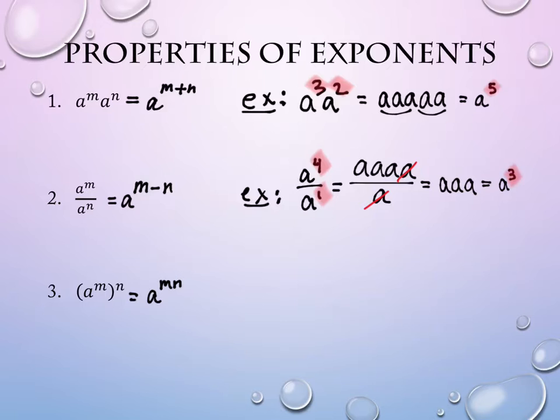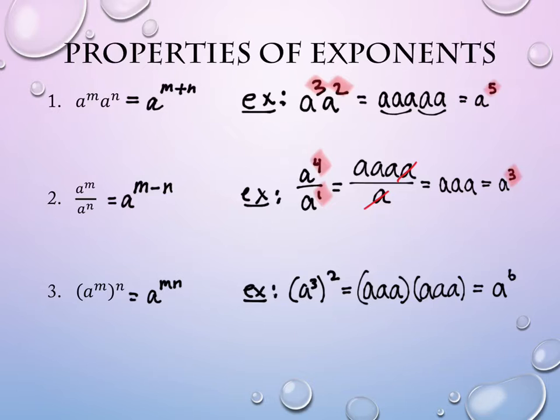On the third one, I want to use an example quite similar to the first one. We're going to look at a cubed squared. So a cubed means I have 3 a's. The square on the outside means I have the 3 a's twice, right? So how many a's do I have? 6. And again, how do I get from 3 and 2 to 6?